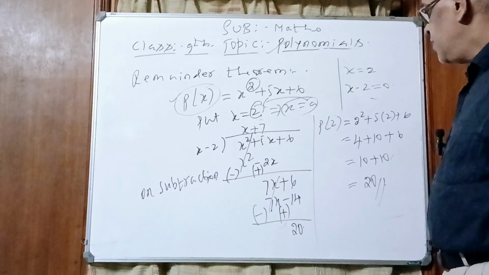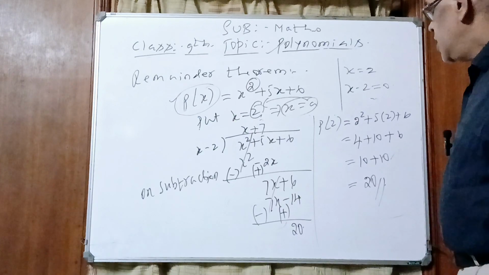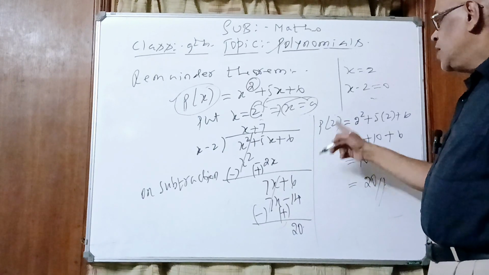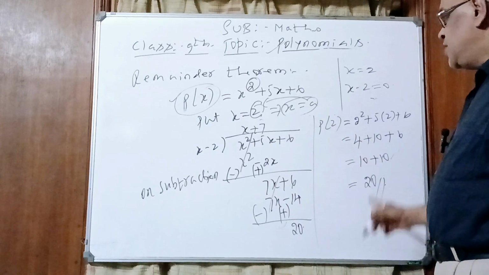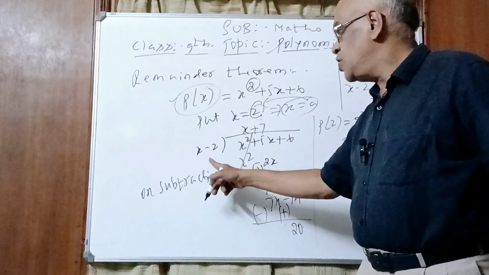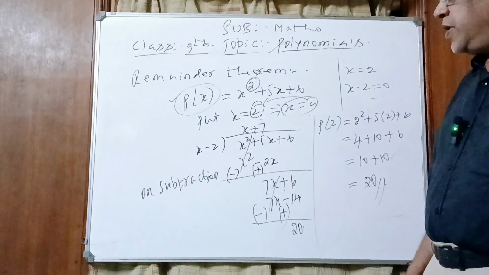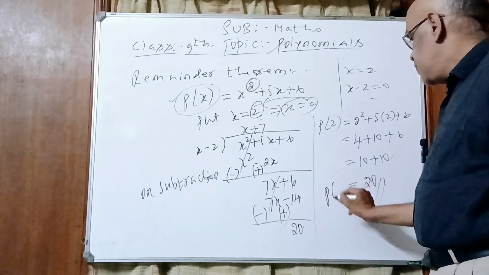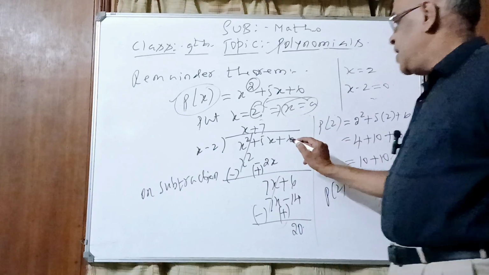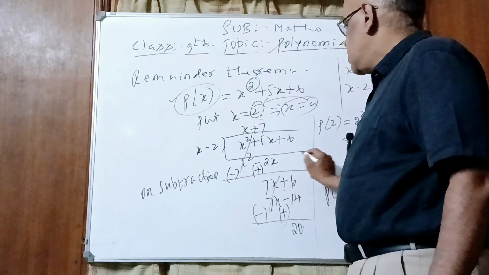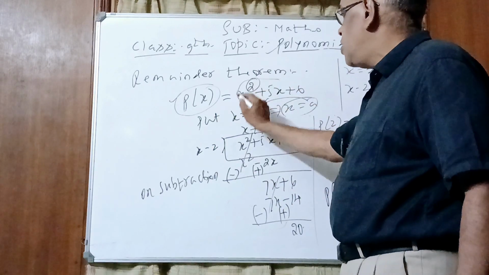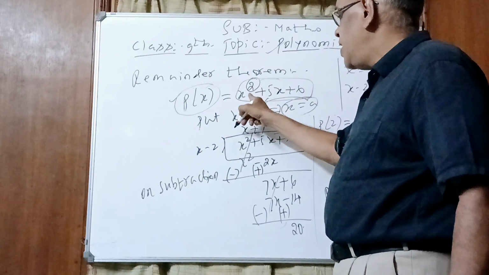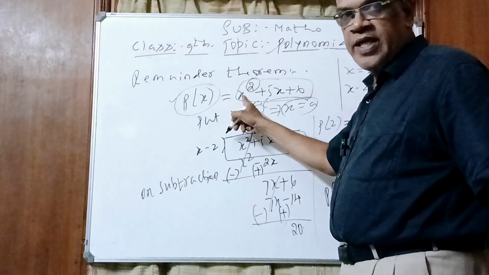Yes or no, children? Yes. Suppose if you put minus 2, then what do we get? We get 0. If you put x plus 2 as the factor, what do we get? Again we get 0. What is the remainder? P of 2. Again I am telling you, x squared plus 5x plus 6 is a polynomial of degree greater than 1. Here it is 2, condition satisfied.